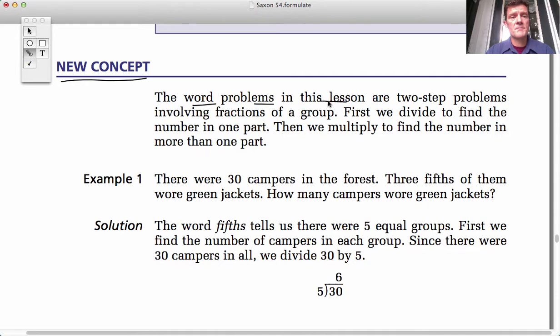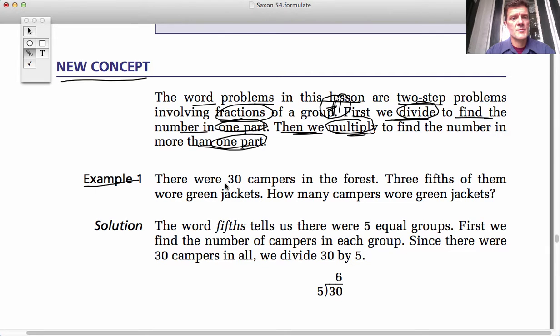The word problems in this lesson are two-step problems, just like we did last lesson, and they involve fractions. First, they're actually going to tell you the two steps. Step number one, we divide to find the number in one part. Then we multiply to find the number in more than one part. So the first step is divide, and the second step is multiply. Two steps.